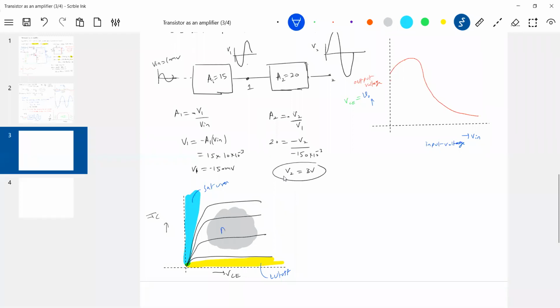Now, what is VC? Okay, look at this one. If VC is more, it should be cut off, no? If VC is more, it should be cut off. I think some slope should come. Yeah, let's take this one. If VC is more, it should be cut off. This is called a cut off.